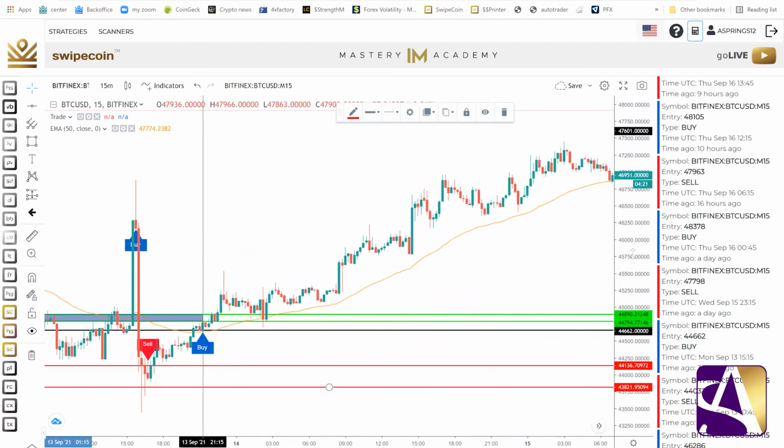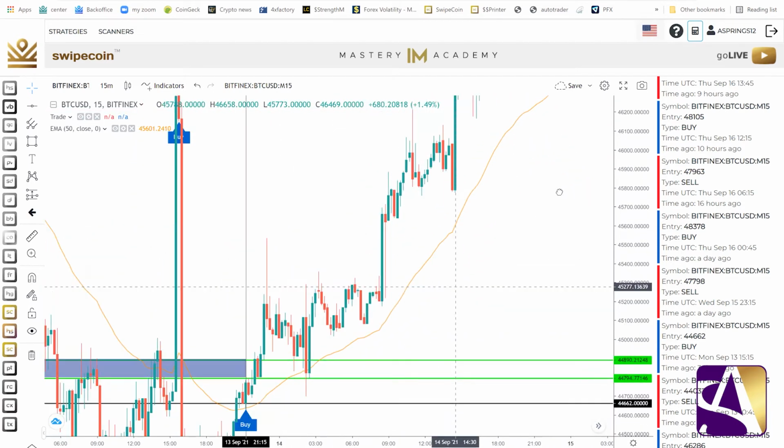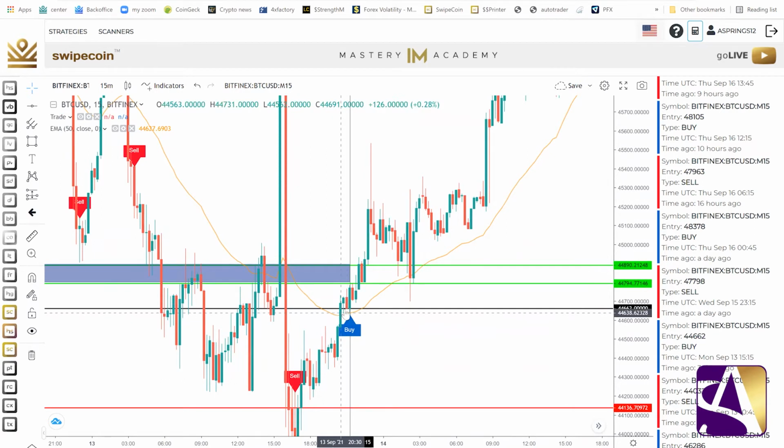And what we're looking for generally is the break and close, okay? Break and close of our zone. So we actually got the break and close of the zone, you could say roughly there on this candle.